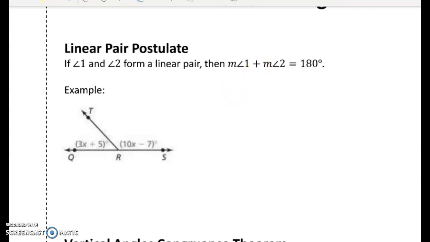So it says that if angle 1 and angle 2 form a linear pair, so if you know two angles are in a linear pair, then angle 1 plus angle 2 equals 180. Okay, so as you see down here, we know these two angles right here form a linear pair. So this angle on the left is angle QRT, and the angle on the right is angle TRS.